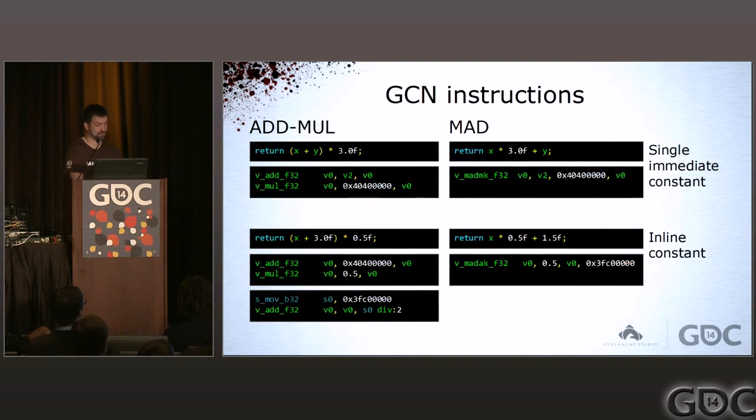So here's a comparison: add multiply on the left and multiply and add on the right. The first row is comparing when you have a single immediate constant. In that case, it can fit within the instruction limit. For the hardware, it turns into multiply and add, as expected. And the second case is where you use an inline constant, one of those special values that I talked about earlier, 0.5 in this case. Then it also maps into a single multiply and add instruction.